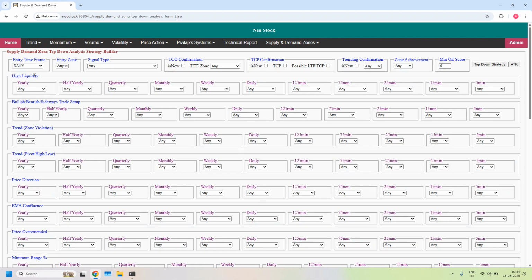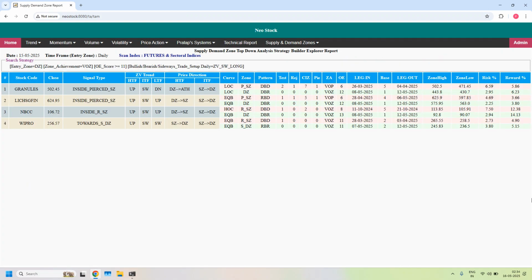So starting with sideways bullish trade setup for monthly income trade, entry time frame daily, entry zone demand zone, bullish or bearish or sideways trade setup. At daily I am selecting sideways long, zone achievement we violated opposing zone, minimum order enhanced score 11 for sideways trade setup, and both these filters are applied to daily demand zone. So we got 4 stocks. Sideways long trade setup for monthly income trade, entry time frame zones are daily demand zones.